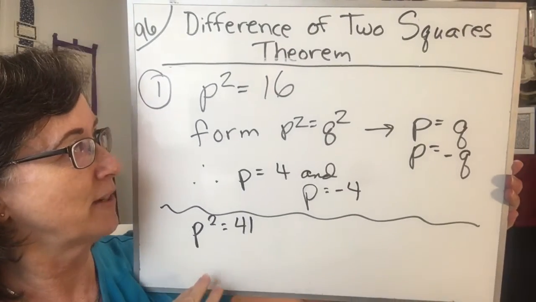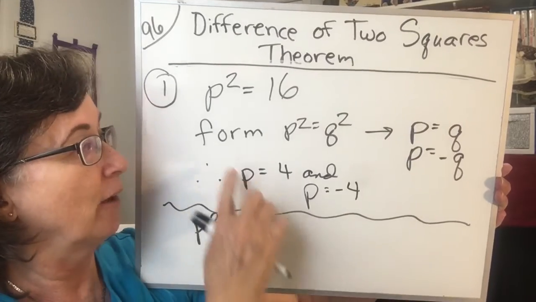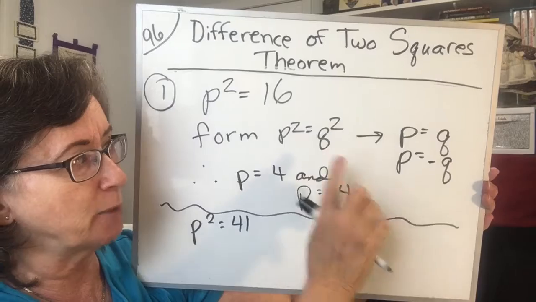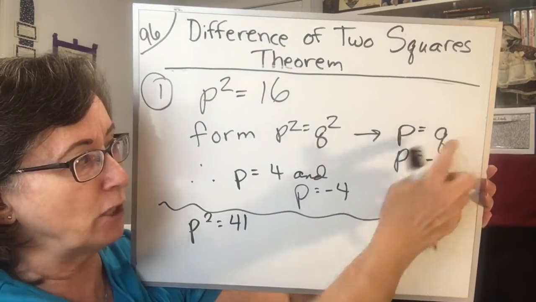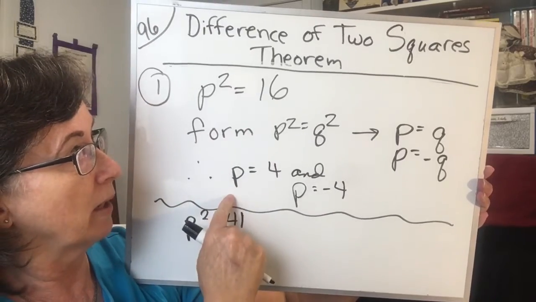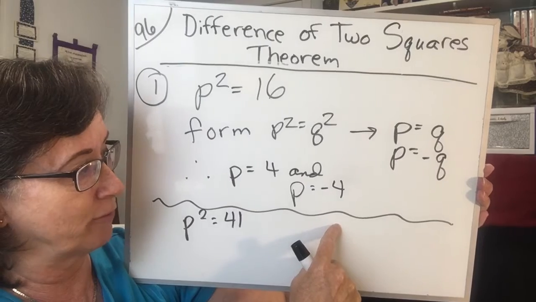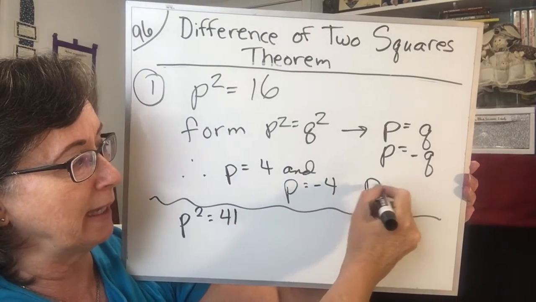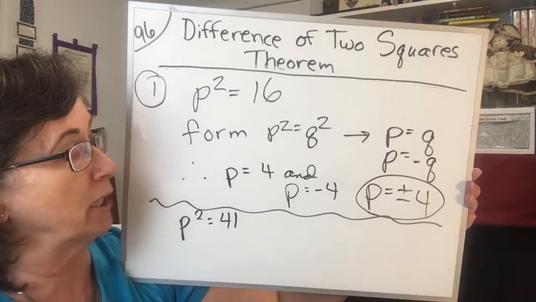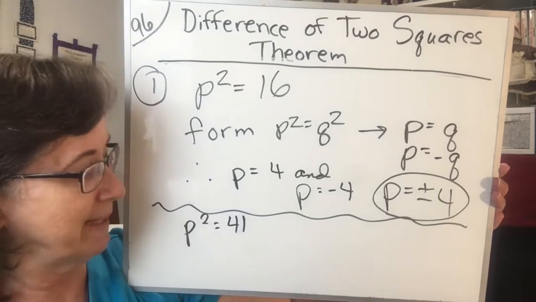Okay, so here's our first example. We have p squared is equal to 16. Okay, well, this is of the form p squared equals q squared. And we've already talked about the answer to this is p is q or p is negative q. 2 answers. Therefore, p is going to be 4 and also -4. So we often write that p is plus or minus 4. And that would be the solution because this is written in that form. There is no radical sign.